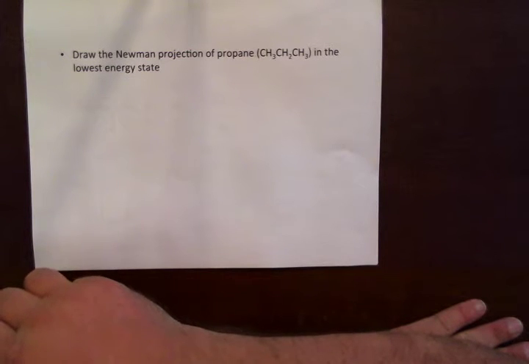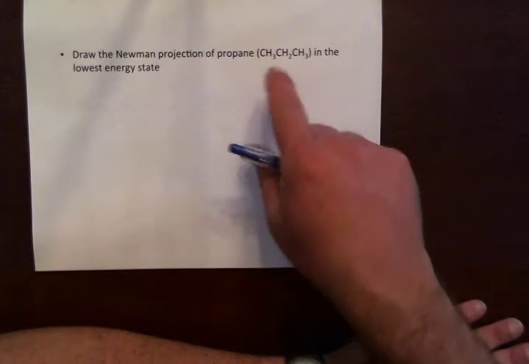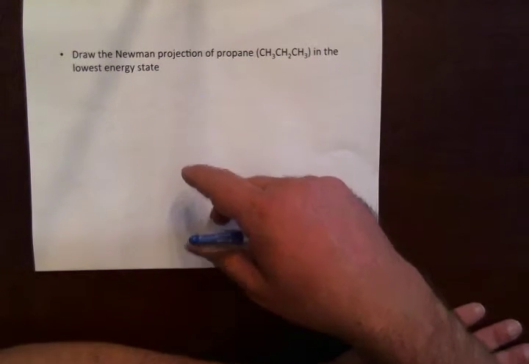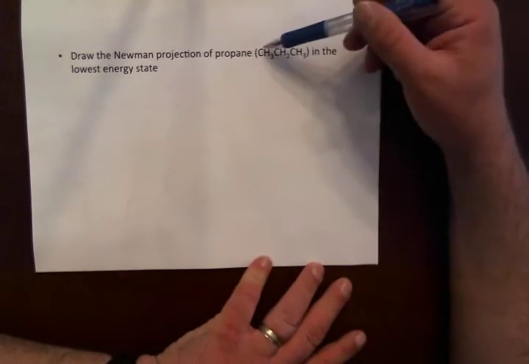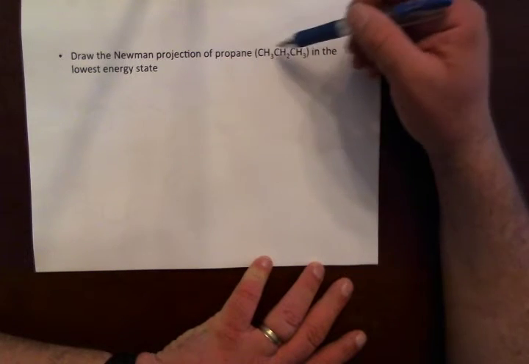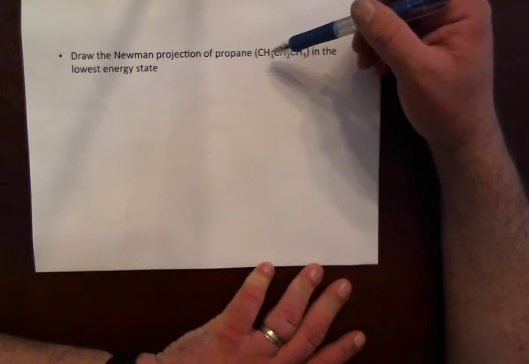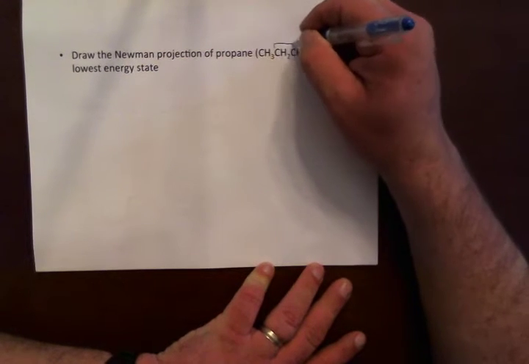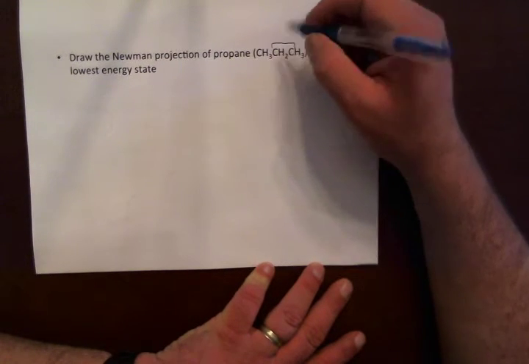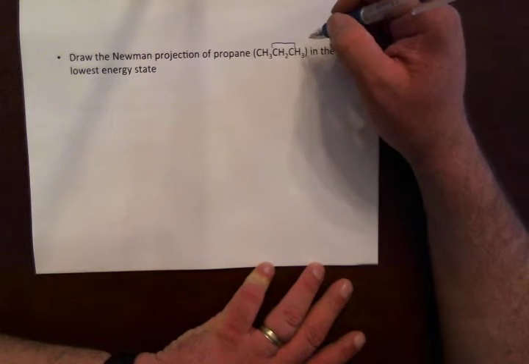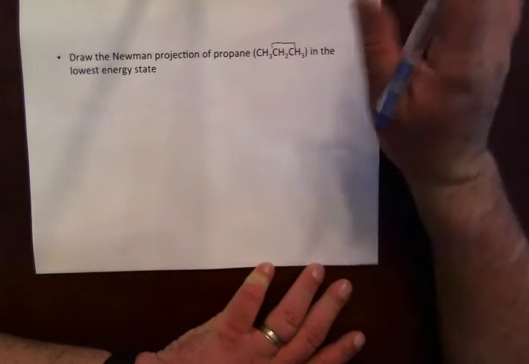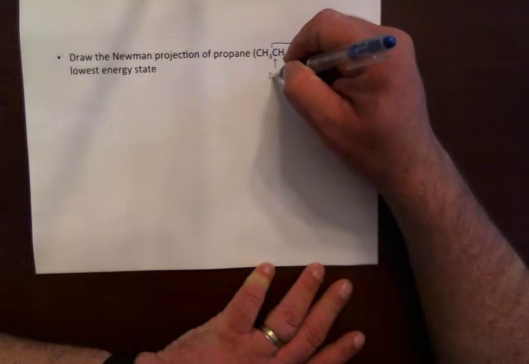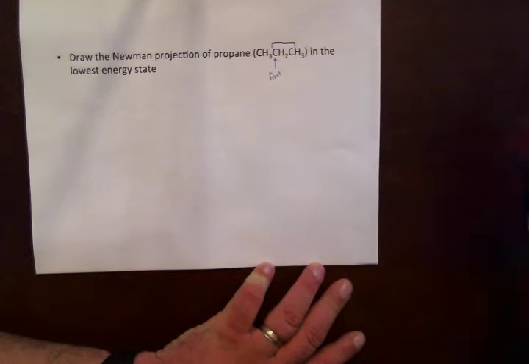So one of the questions is going to be going from a regular molecule into a Newman projection. For here, you've got propane, right? It doesn't really matter which set you do, but you're going to want to look down the carbon-carbon bond. Let's do these two, and you have to figure out which one's the front and which one's the back. Let's say that's the front, and that's the back.